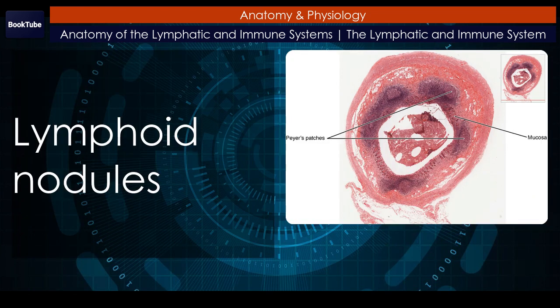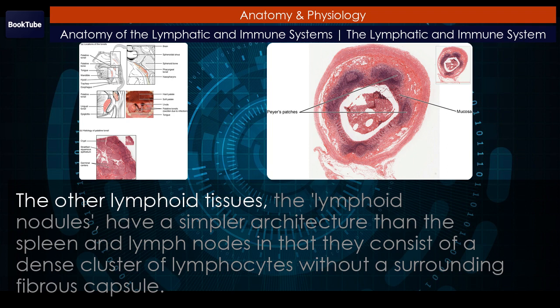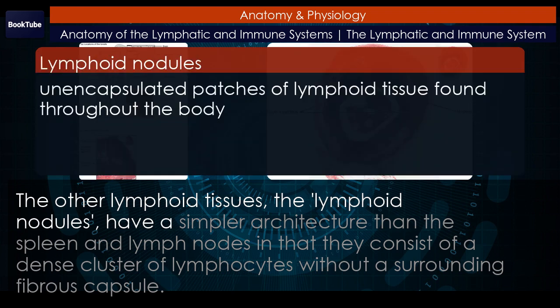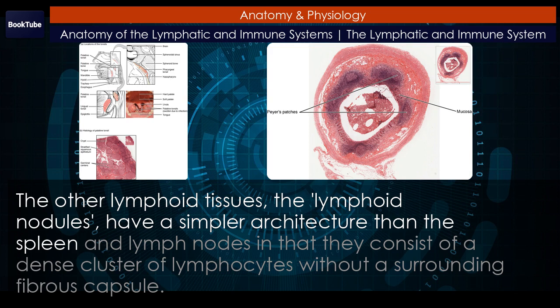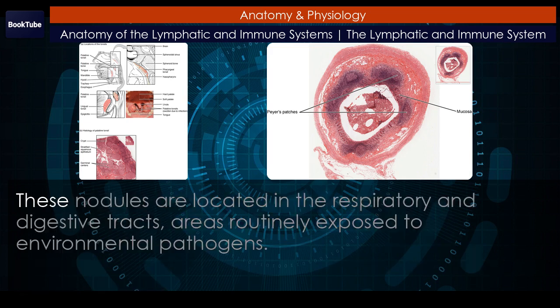Lymphoid nodules. The other lymphoid tissues. The lymphoid nodules have a simpler architecture than the spleen and lymph nodes in that they consist of a dense cluster of lymphocytes without a surrounding fibrous capsule. These nodules are located in the respiratory and digestive tracts, areas routinely exposed to environmental pathogens.